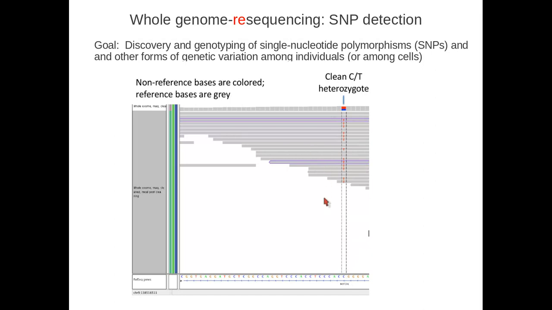This is a screenshot I took from the Integrated Genomics Viewer. This is IGV. We'll be using this in the class. I'll show you how to use it. It's a great way to visualize pileups of data to go in and check the quality of individual SNPs that may be of interest.